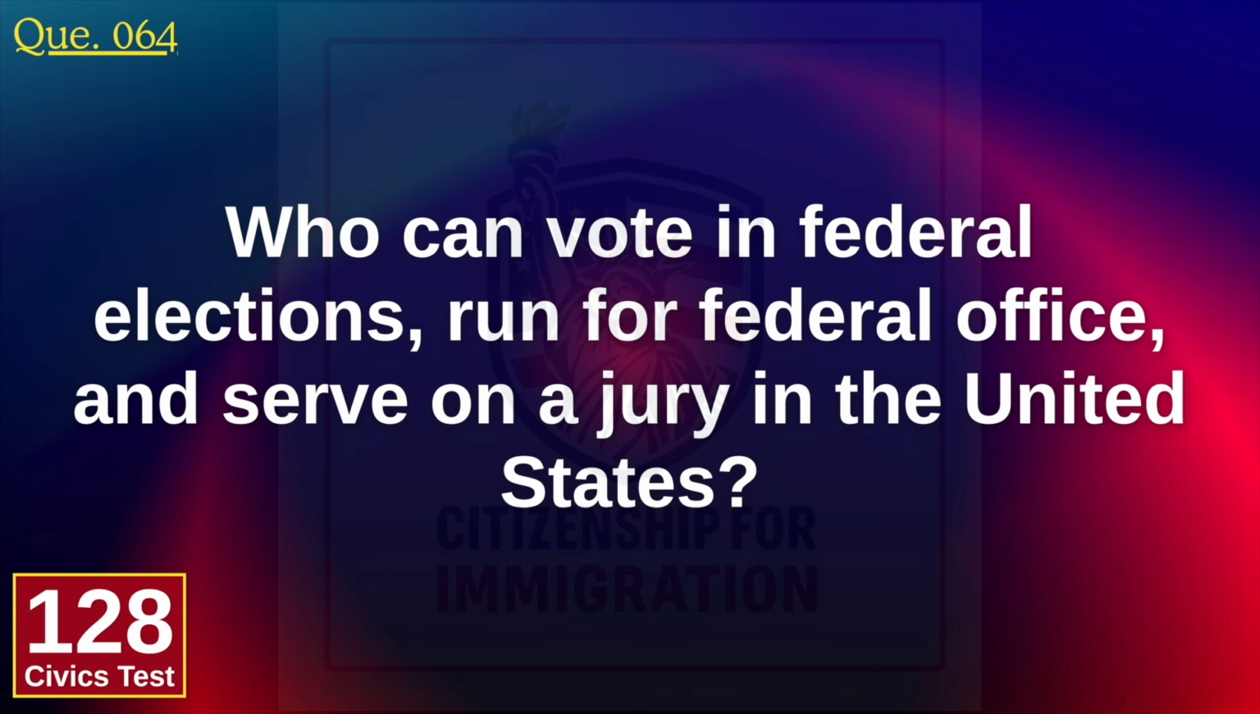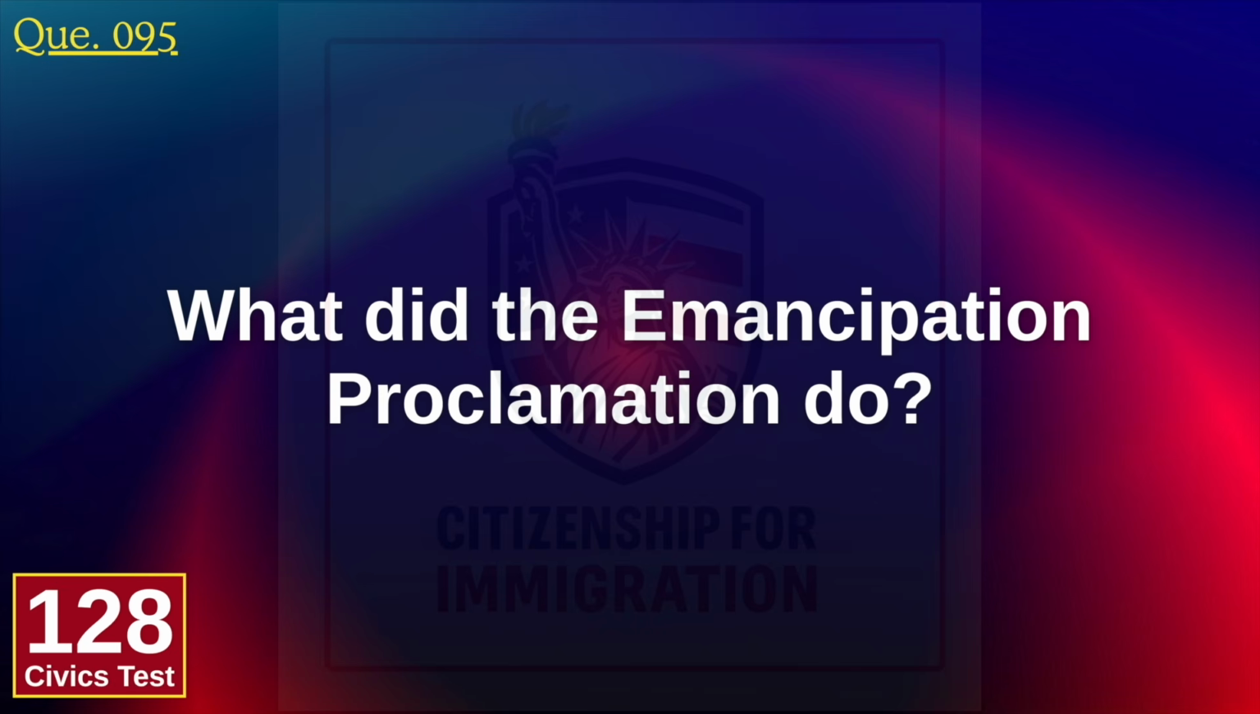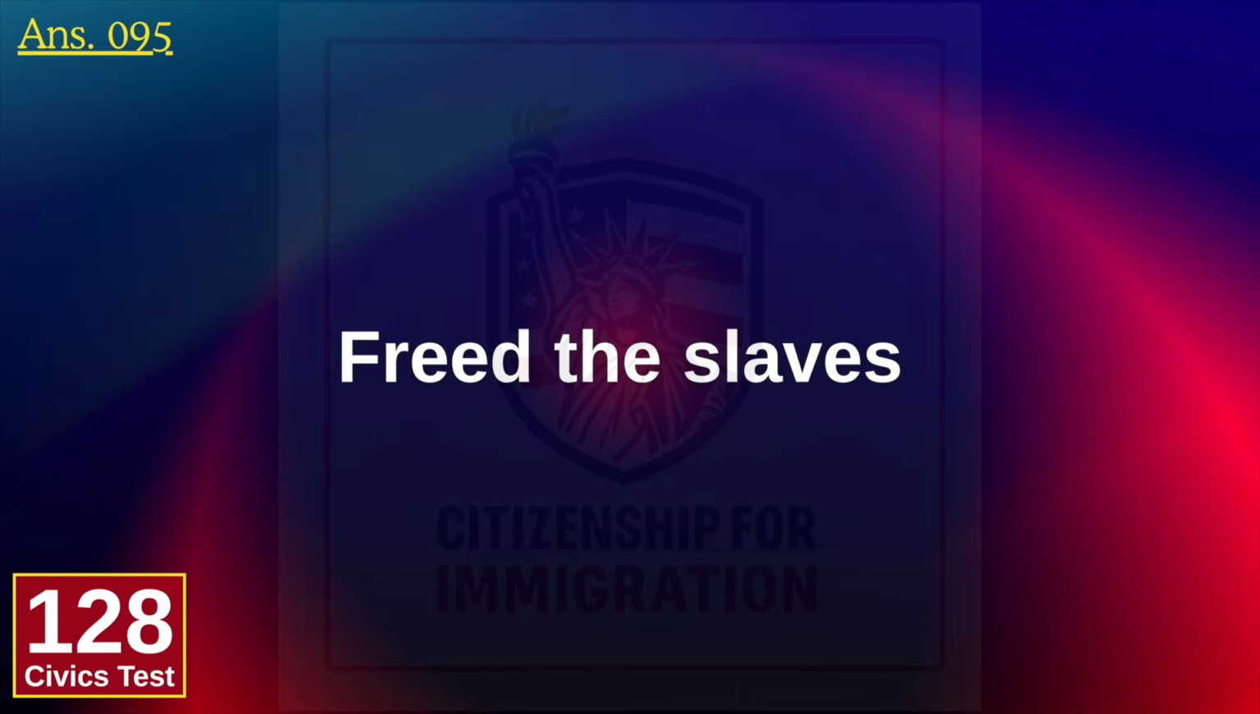Who can vote in federal elections, run for federal office, and serve on a jury in the United States? Citizens of the United States. What did the Emancipation Proclamation do? Freed the slaves.